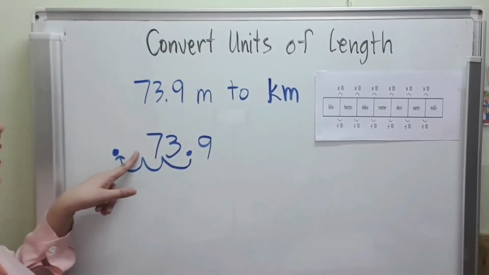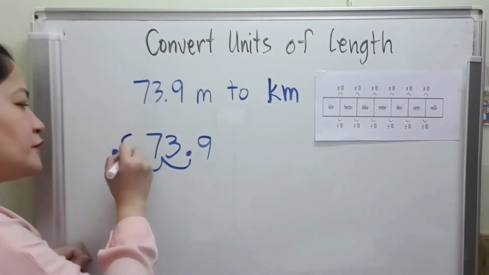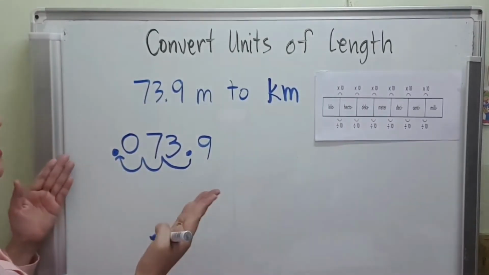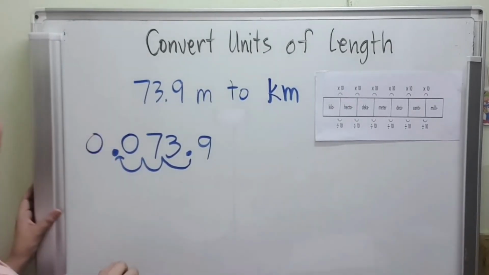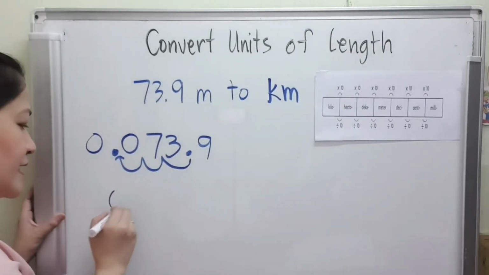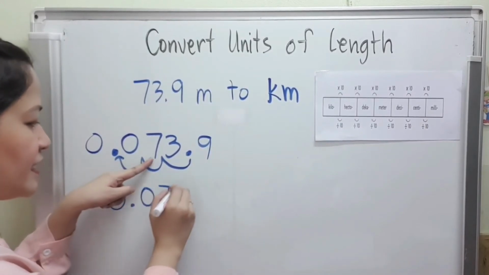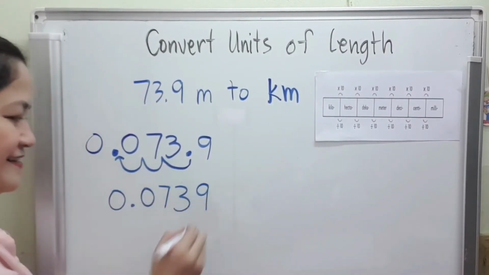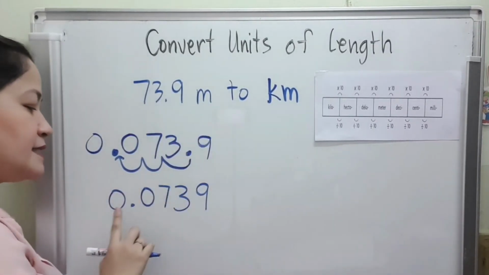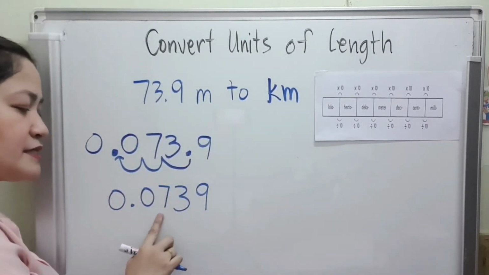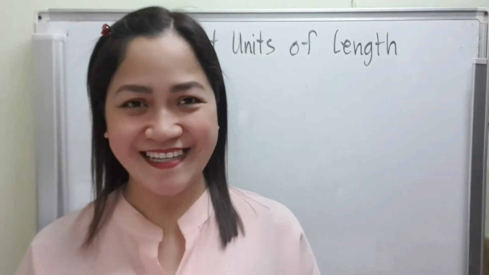As you can see, we have space here. So if that happens, just put 0. There is nothing in our whole number, so just make it 0. That means the answer is 0.0739. So 73.9 meters is 0.0739 kilometers. That's quite easy, isn't it?